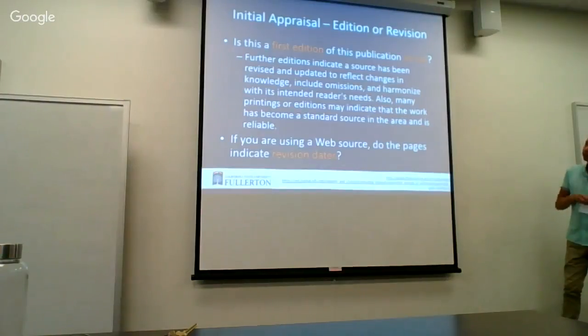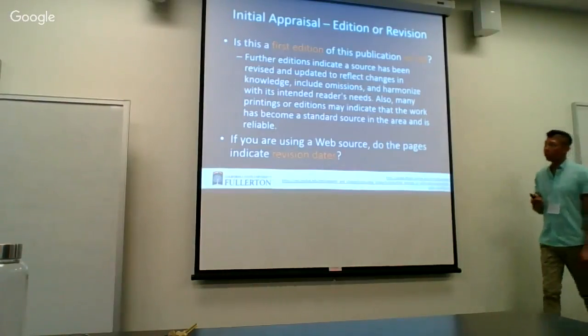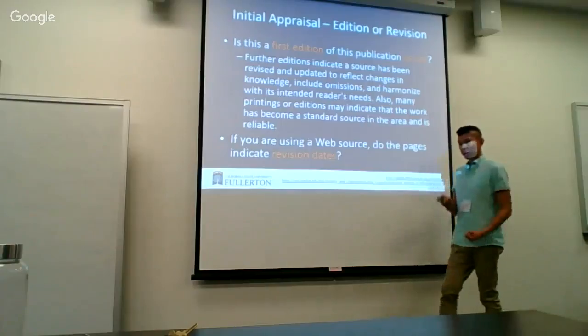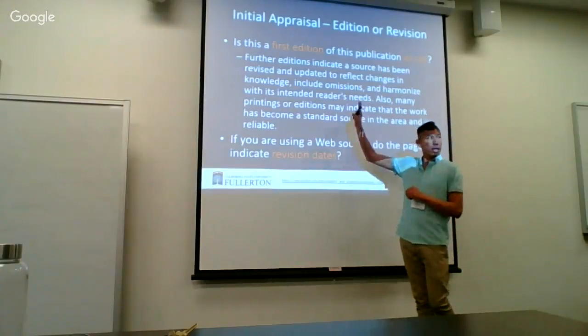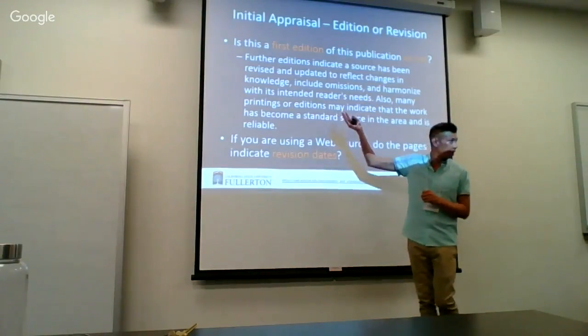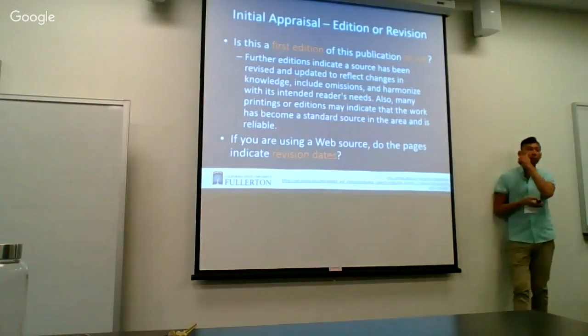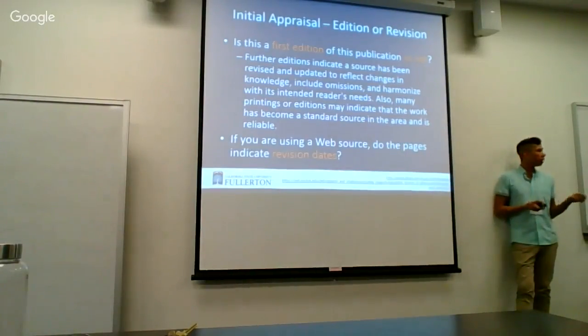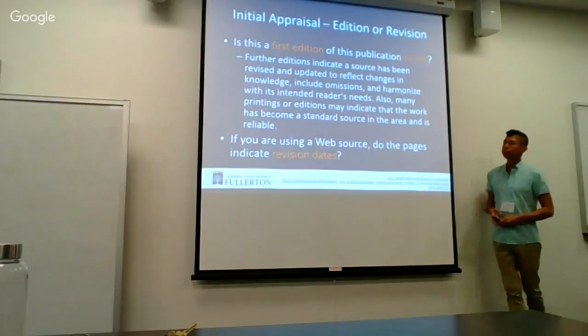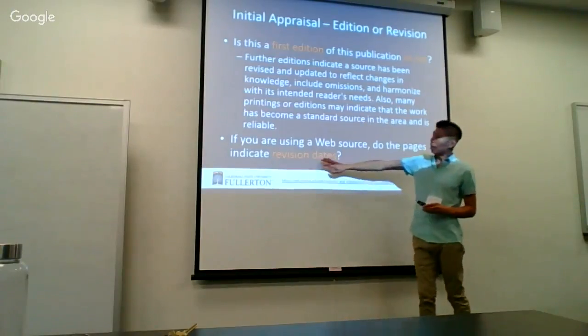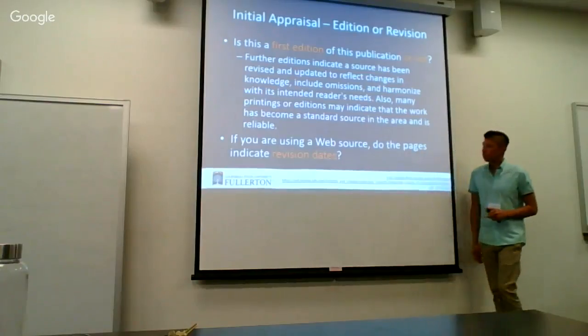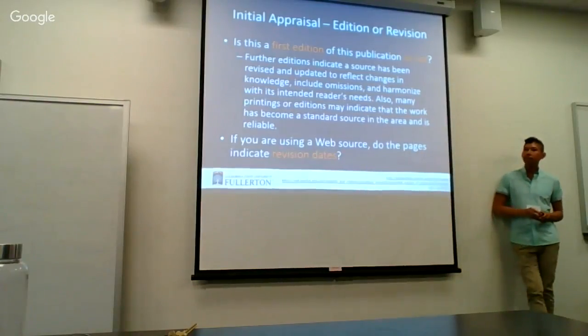Edition or revision. Is this the first edition of the publication or not? Most of the time when we're talking about journal articles, you don't have editions, right? It's more so when it comes to books, in terms of editions. But we know that books can also be great credible sources of information when it comes to our literature review. If you're reading a web source, do the pages indicate revision dates?